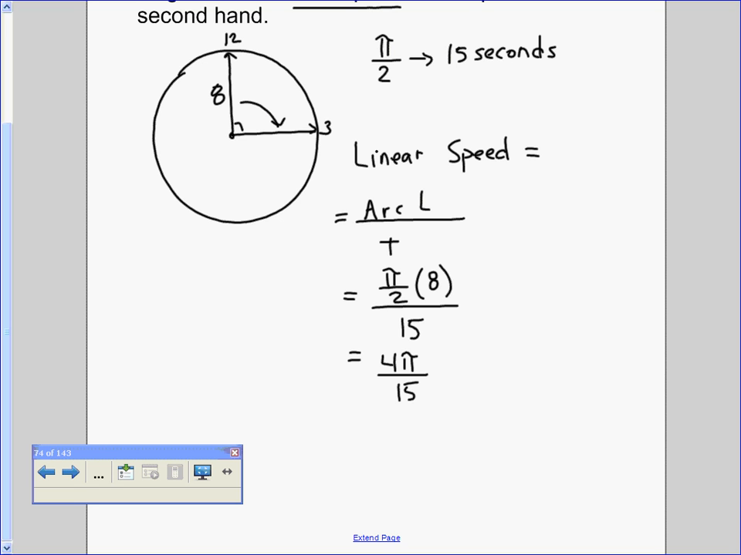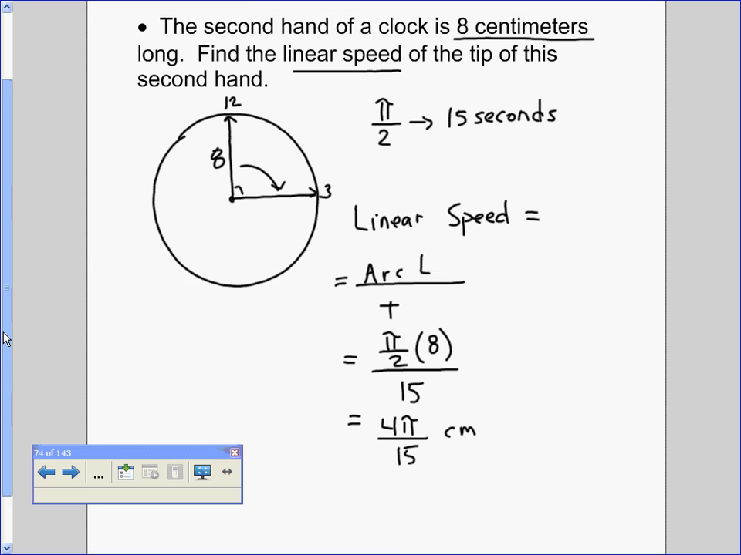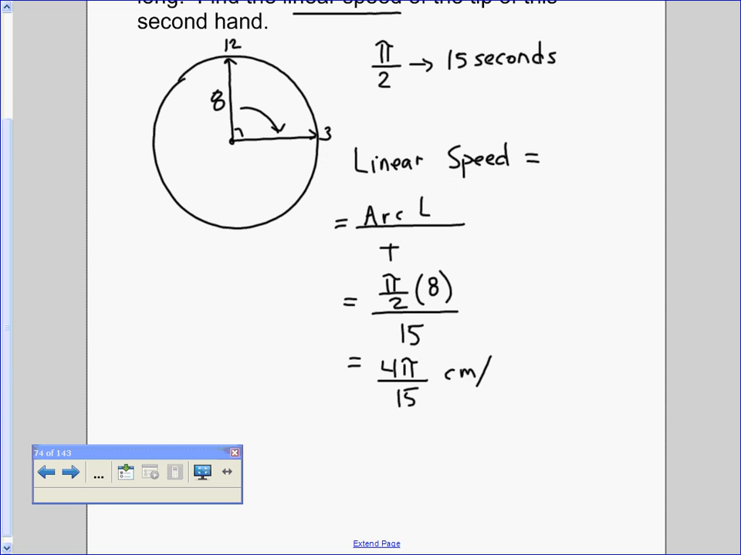And since we're talking about the distance it travels, then this is going to be centimeters, because the length of our hand is in centimeters. We've got 8 centimeters, 8 centimeters per 4 pi over 15 centimeters per second. Okay, and if we wanted to look at this as a decimal, that's about 0.84 centimeters per second.